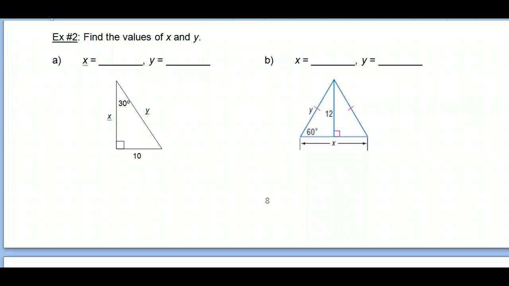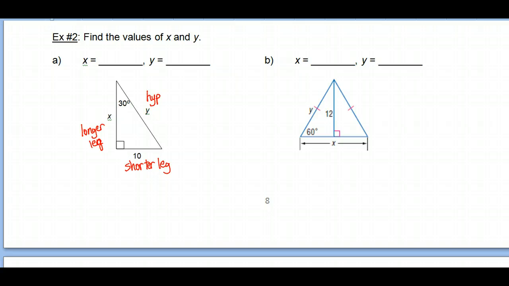Let's take a look. Y is going to be 20. It helps you to determine which one is the shorter leg, which one's the longer leg, and which one's the hypotenuse. So 10 is the shorter leg. X is the longer leg. And obviously Y is the hypotenuse because it's opposite the right angle.